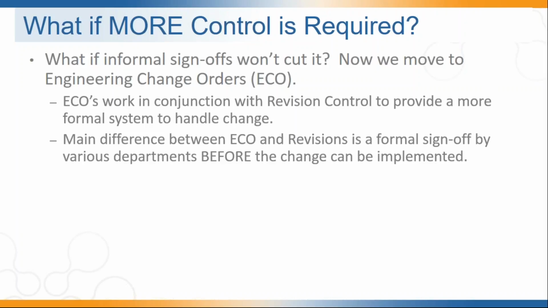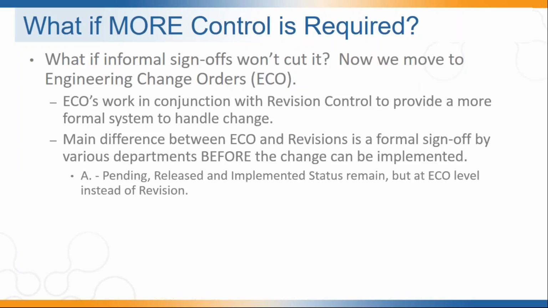So typically the ERP system will have assigned specific individuals who have the ability to okay an engineering change order. And every one of those individuals who is in their various departments in the company has got to sign off on the change before engineering can implement it. So the item itself still gets implemented. It still goes through the statuses of pending, released, and implemented, but it does it at the engineering change order level instead of the revision.